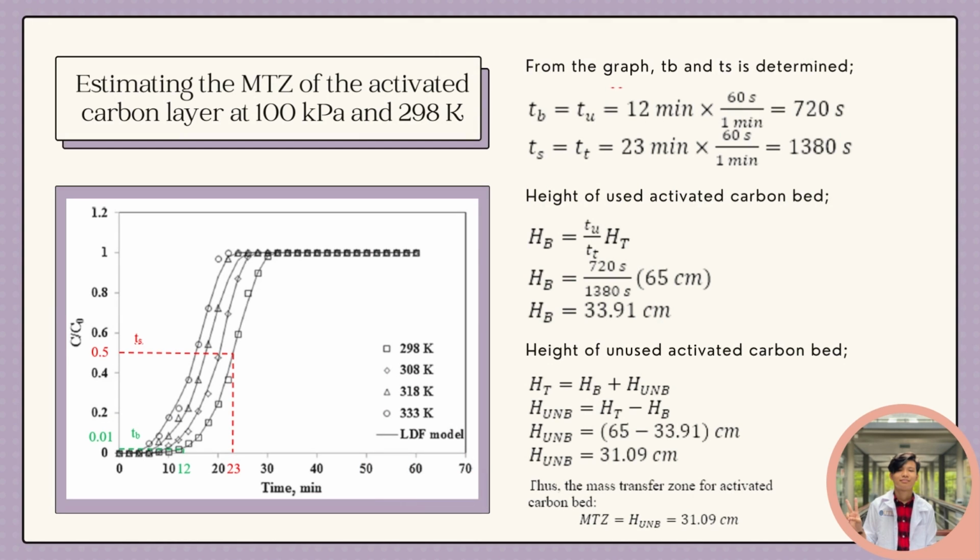Next, we will be moving on to the scale-up design calculations, where the mass transfer zone is calculated based on the breakthrough curve obtained from literature. Since a layered bed design is utilized for this column, the mass transfer zone for activated carbon and zeolite 5A are calculated separately. For activated carbon, breakpoint time and adsorption time are first determined from the breakthrough curve. Then, the height of used bed can be calculated by multiplying Tu over Tt with the activated carbon layer length, which is 65 cm. Lastly, the mass transfer zone, or unused bed, can be determined, which is 31.09 cm.